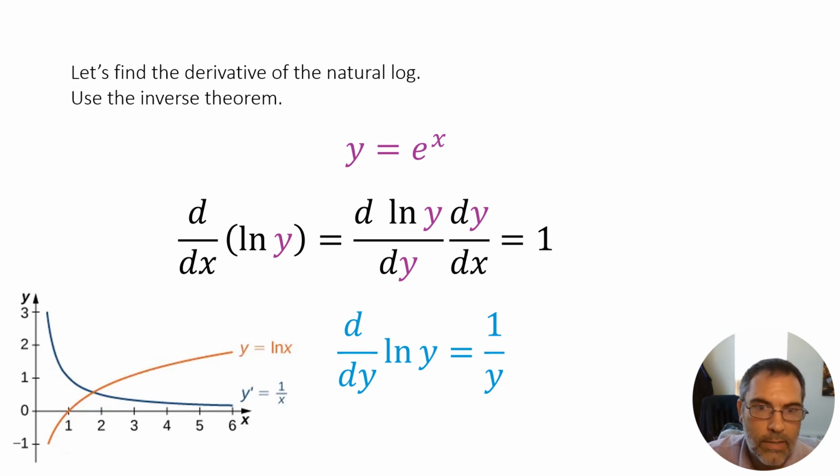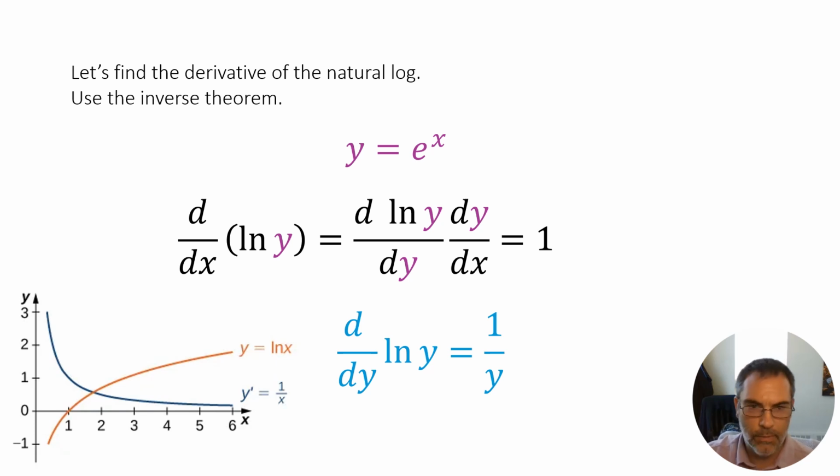Now what we can do is find that because y is equal to e to the x, its derivative is just e to the x, right? So dy by dx is just e to the x. And so we could find the derivative of this is just 1 over e to the x, but e to the x is just y, so the derivative here is just 1 over y.